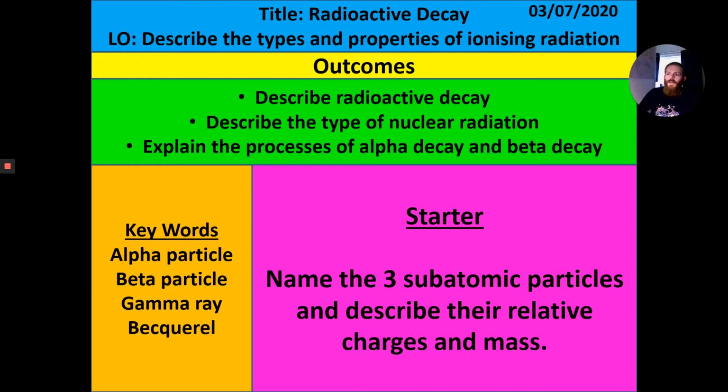The objectives up there are: describe the types and properties of ionizing radiation, and then outcomes-wise, describe radioactive decay, describe the types of nuclear radiation, and then explain the processes of alpha decay and beta decay. So there's a few keywords for you again there. We've got alpha particle, beta particle, gamma ray, and becquerel as well.